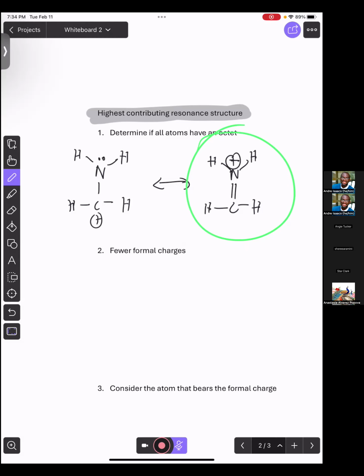Star, it really isn't about it being a stronger bond. You could say it's a stronger bond because you have 2 bonds. Yes, you have 2 bonds compared to 1 bond. So that's definitely going to be stronger.